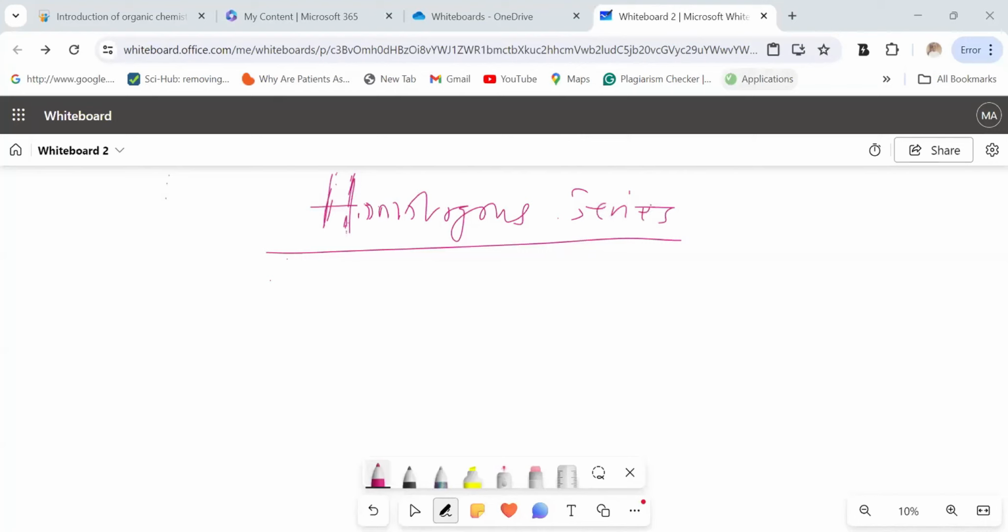Homologous series is the series of compounds in which each individual member of a particular family differs from the next member by CH2. That is, homologous series is the series of compounds in which each member of a particular family differs from the next member by CH2.